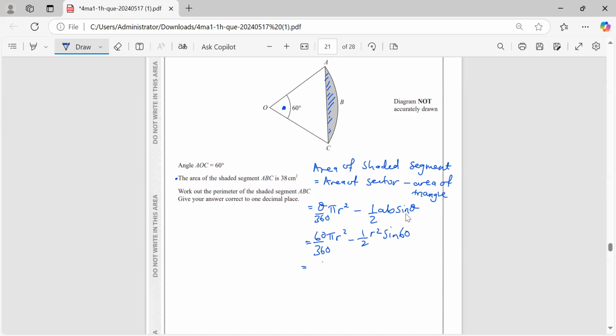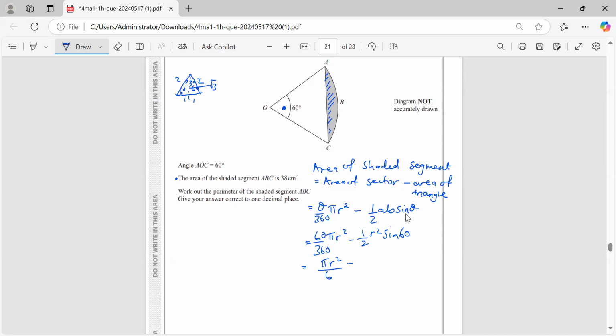So I'm going to get pi R squared over 6 here, minus half R squared sine 60. Sine 60 is equivalent to, if you still know it, using this triangle here, you split it up and this 60 becomes 30, this becomes 30, this becomes 60, this is 2, this is 2, this is 1, this is 1, and this length over there becomes root of 3.